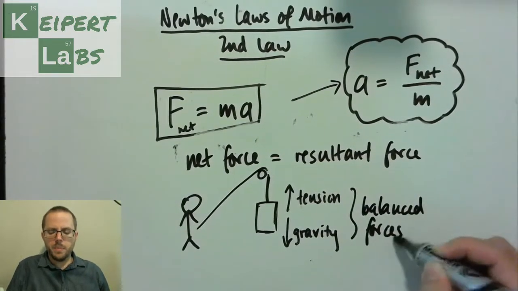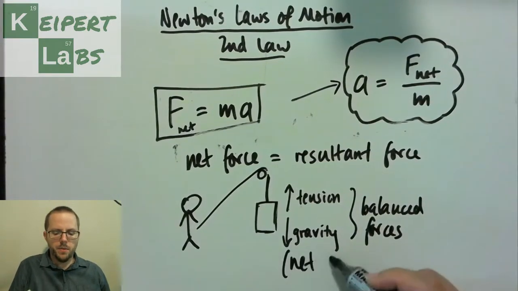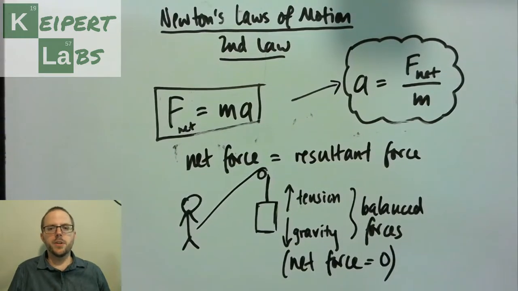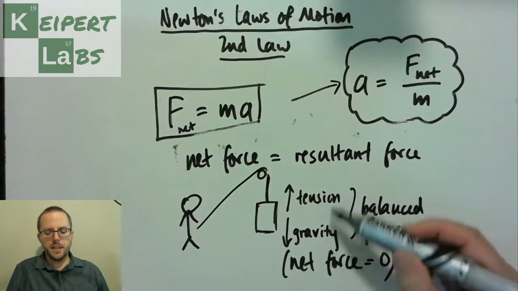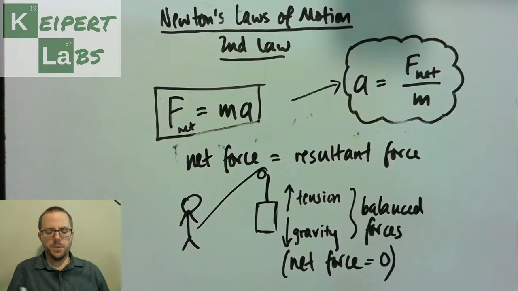Okay, so because we've got balanced forces, what we would say is the net force equals 0 in this situation. Because if the two things balance each other out, then overall we have a net force of 0. We've got no overall motion happening there.